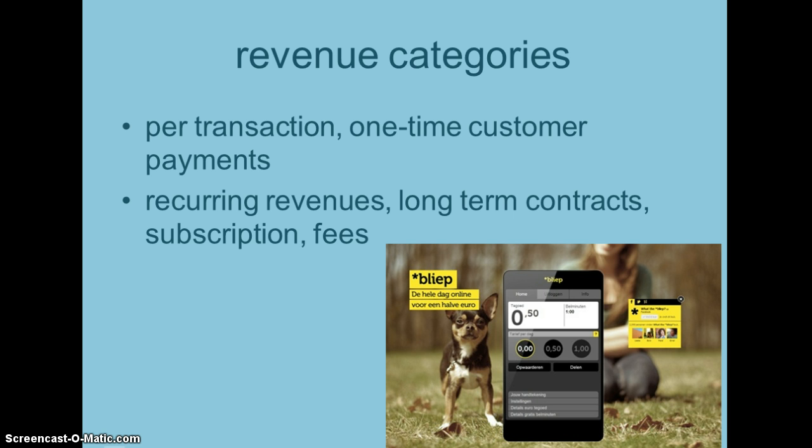Different categories in general is per transaction, so one per customer payment, and another can be a recurring revenue, so a long-term contract with a subscription or a fee. Mostly companies prefer recurring revenues because they guarantee a long-term sustenance for the company.